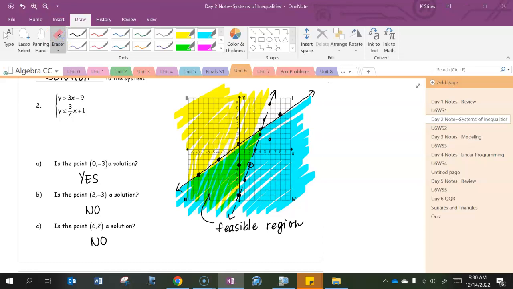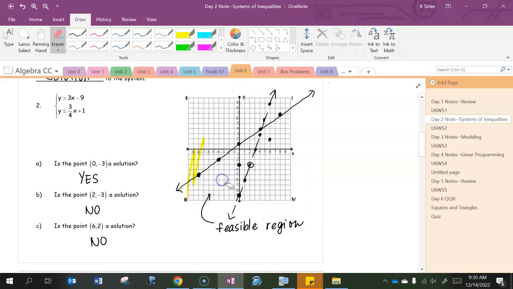Okay. All right. So before we go on to the next one, I just wanted to show you another way to do this. I'm going to get rid of my second line, and I'm just going to stick with the first line here. So instead of doing the shading method, some people don't like how messy that is. So I'm going to show you an arrow method instead. So here's my 3x plus 9. It's a greater than, so I would shade up. So instead of actually shading up, I'm just going to draw these arrows up.